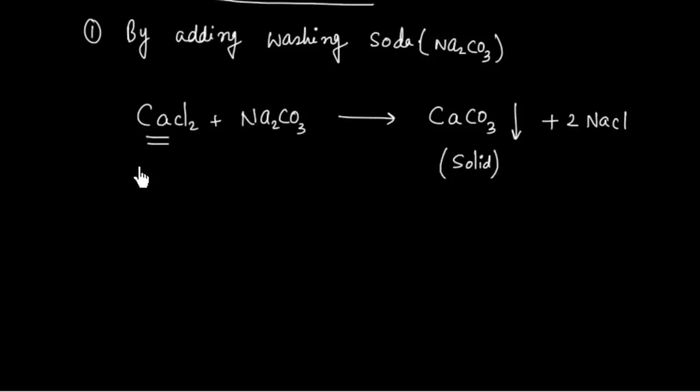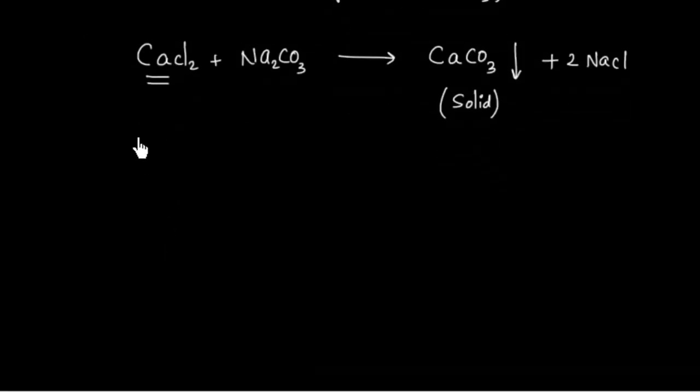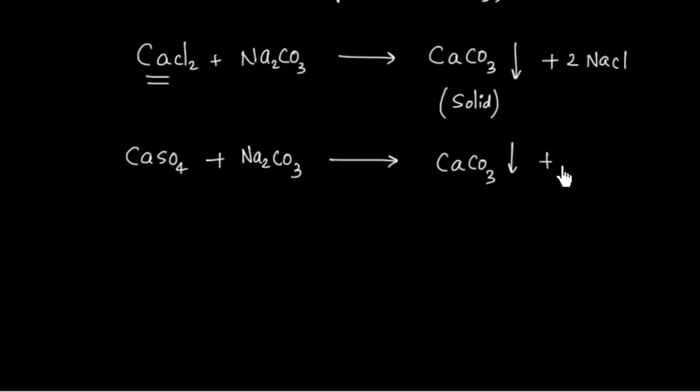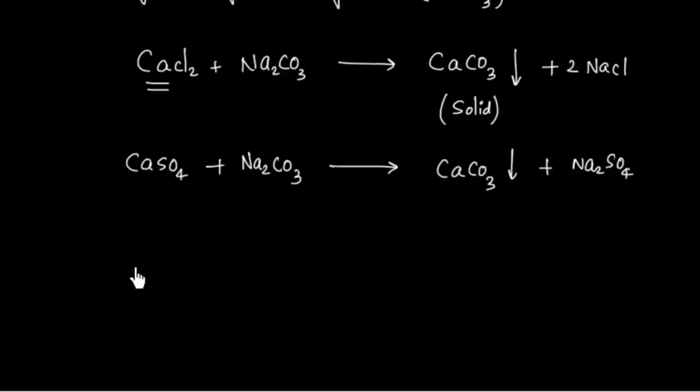So we can add washing soda. Similarly, we can have CaSO4 plus Na2CO3. We will have CaCO3, which is again solid, it will precipitate, and it will form Na2SO4. So we have removed this permanent hardness by adding washing soda. Another important point, washing soda will also remove the temporary hardness.